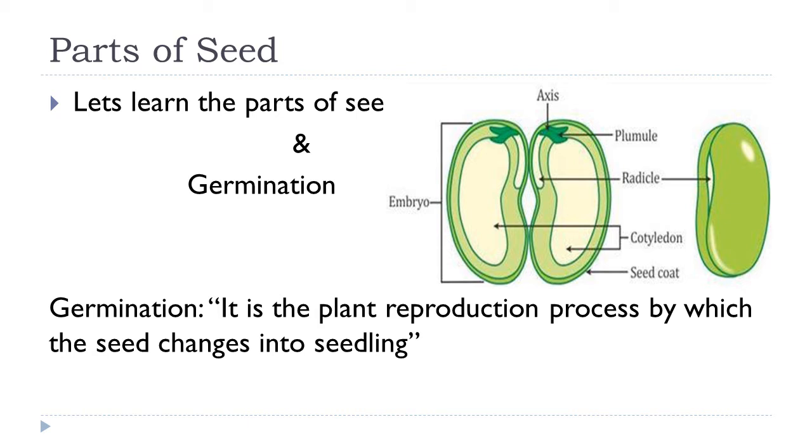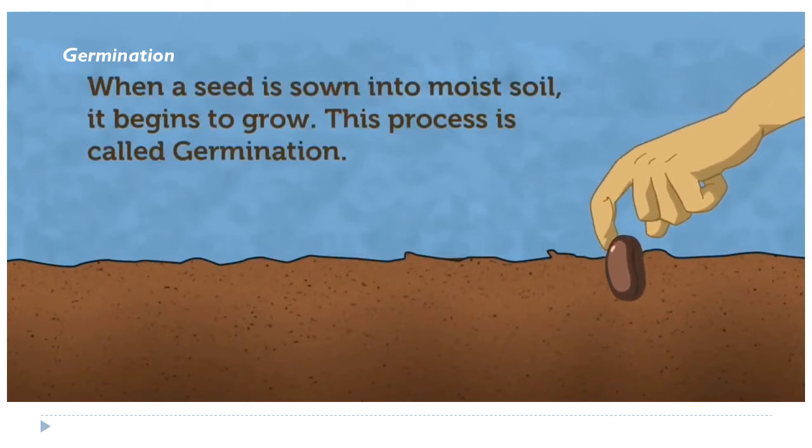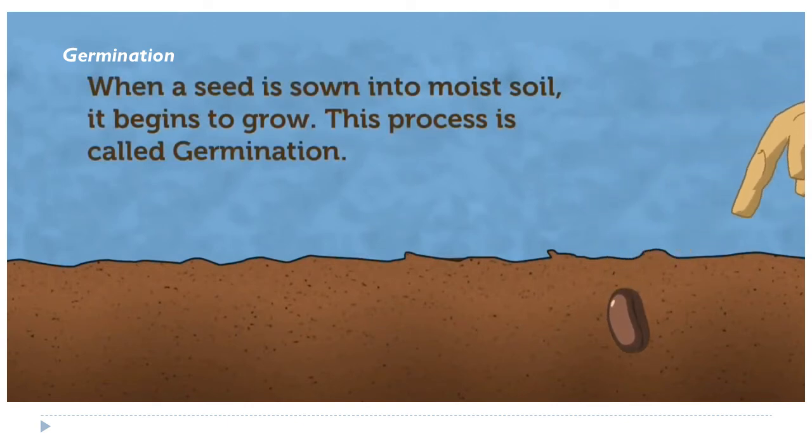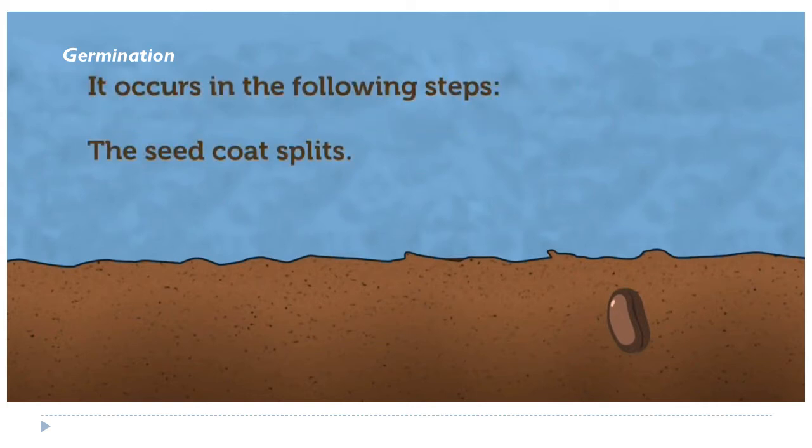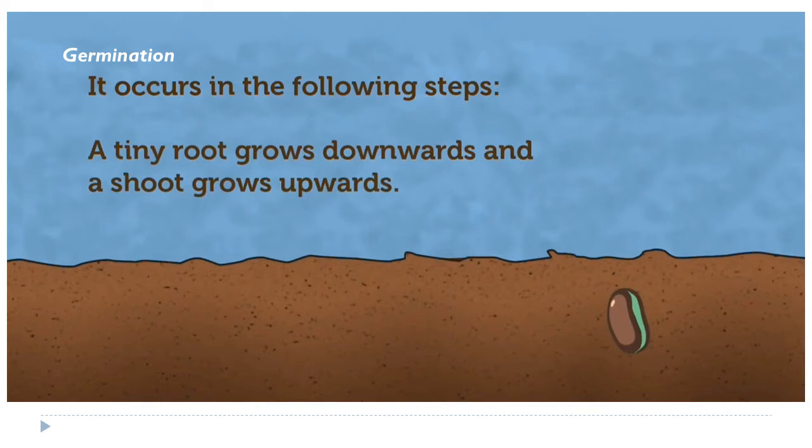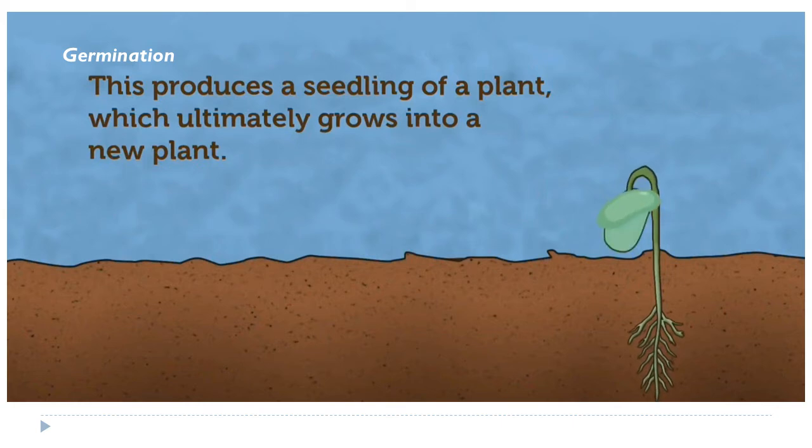When a seed is sown into moist soil, it begins to grow. This process is called germination. It occurs in the following steps. The seed coat splits. A tiny root grows downward and a shoot grows upward. This produces a seedling of a plant, which ultimately grows into a new plant.